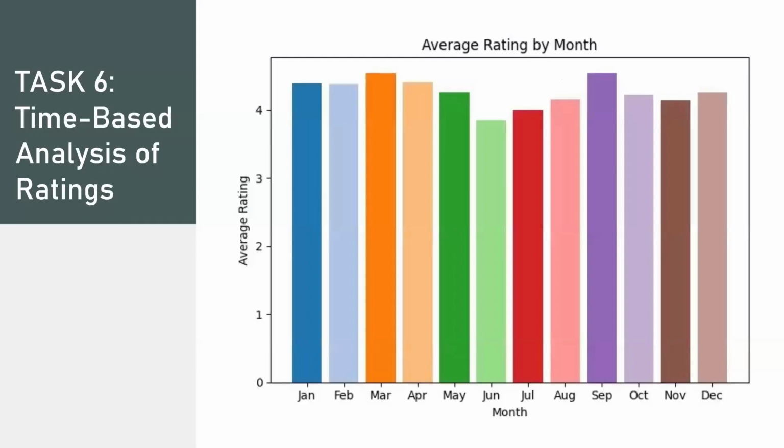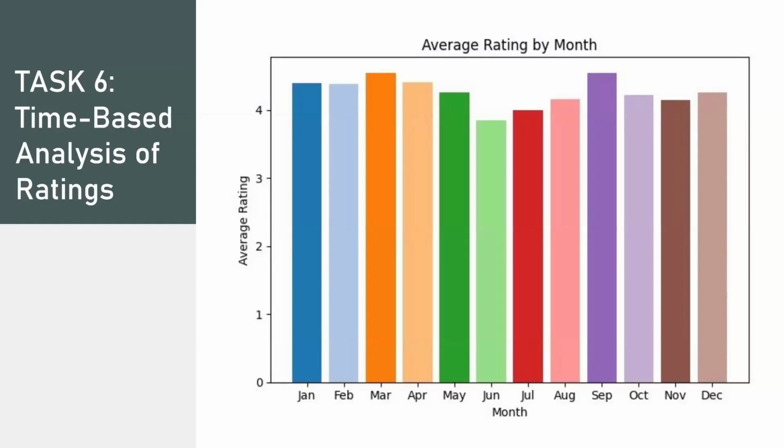Then we also plotted a graph to show us a time-based analysis of the rating. That is, over the months, how the ratings were for the books. And as you can see here, the months of March and September have the highest average ratings, indicating that the reviews in these months were more positive. And we can relate this to the previous graph where we had more positive reviews. So March and September had more reviews, and they were more positive compared to all the other months.